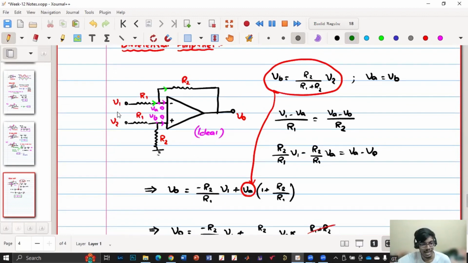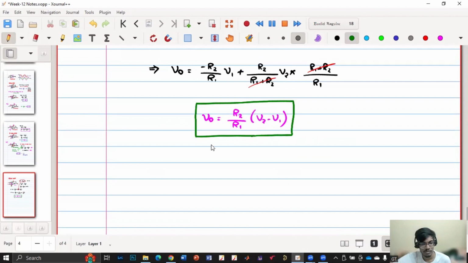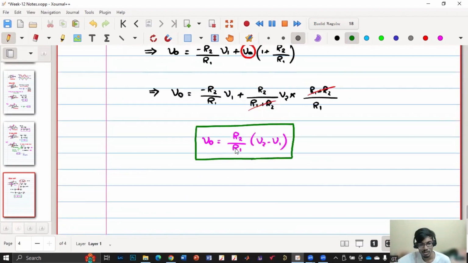So I get a signal at these 2 points, V1 and V2. It may or may not be ground. V2 may or may not be ground, but in my case, it is a finite value. This is also a finite value. So V2 minus V1, I am trying to amplify. So I play with R2 and R1. Say I consider R1 as 1K and R2 as 10K. Then my amplification is 10.